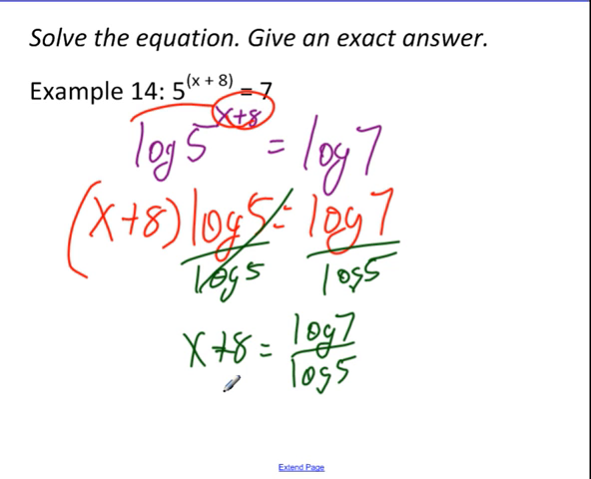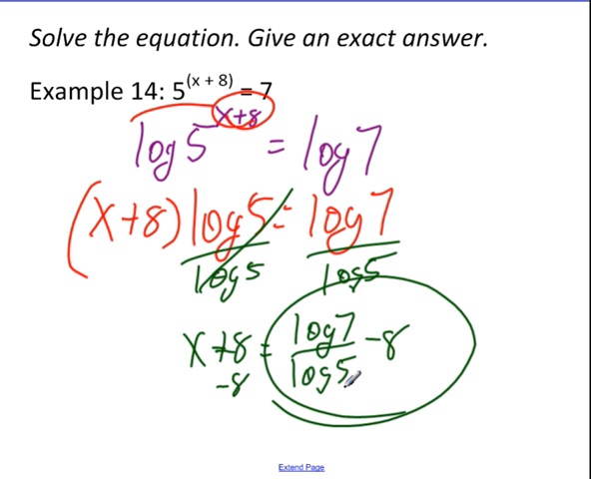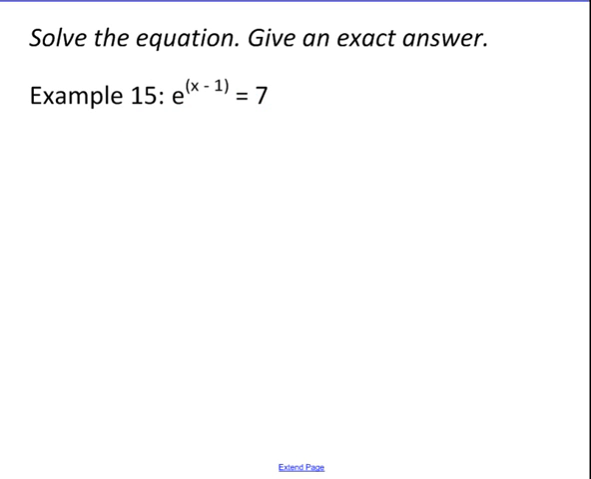How do I get rid of the plus 8? I subtract 8. So get minus 8 over here, and that's our answer. Log of 7 over log of 5 minus 8. And hey, I think we're almost there. Alright. Hey, is this the last guy? I think it is. It's got an e on it, so I'm going to natural log both sides.